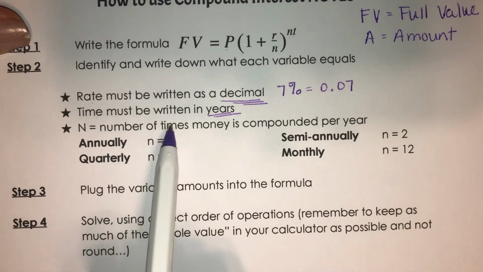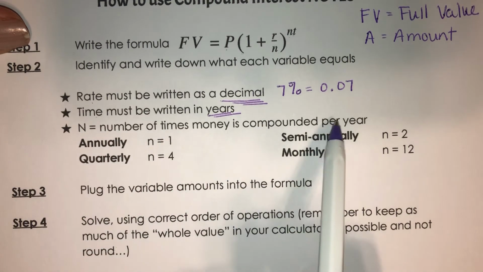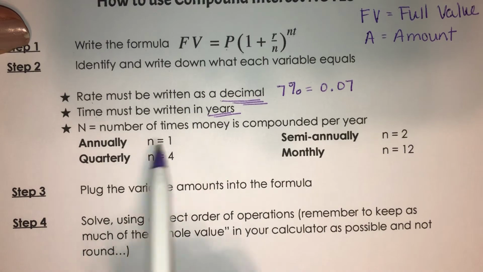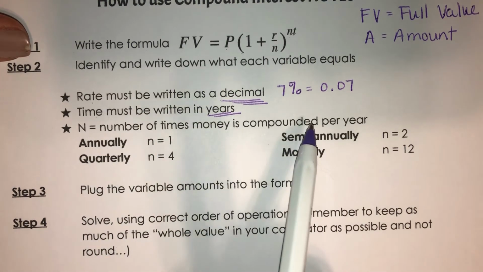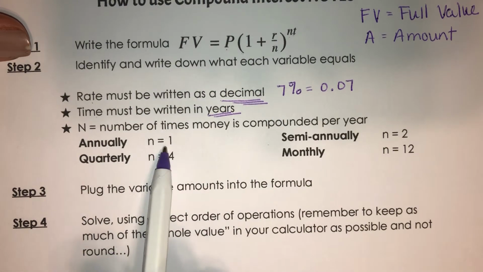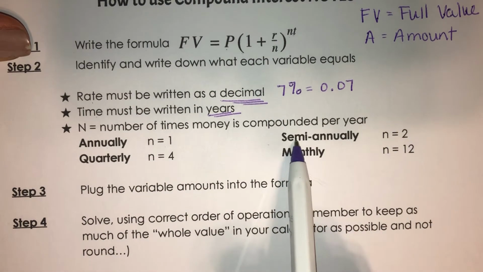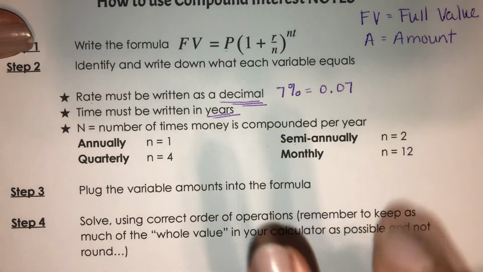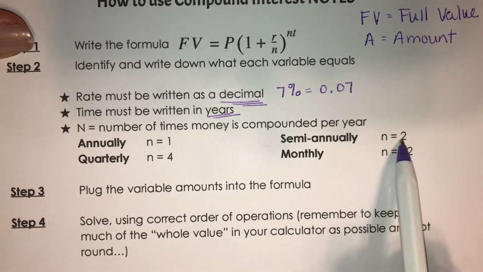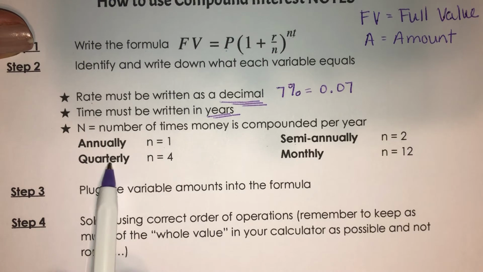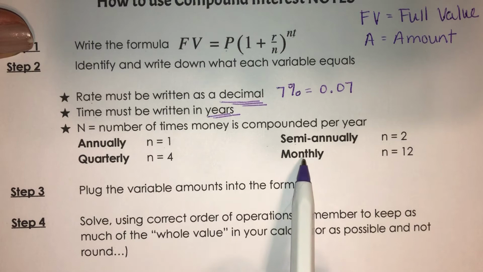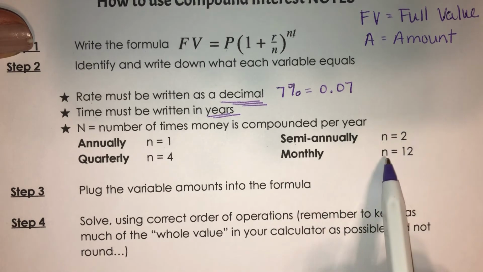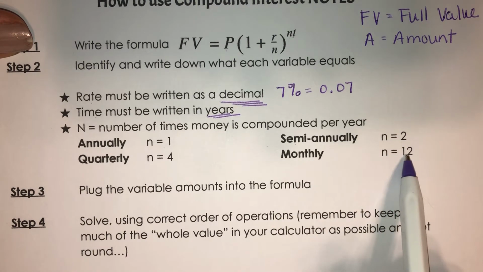N, again, is the number of times your money is compounded per year. So here are some keywords to look for. If it's compounded annually, that just means it's compounded 1 time per year, so N equals 1. If it's compounded semi-annually, that means it's compounded 2 times a year, so N equals 2. Compounded quarterly means compounded 4 times a year, so N equals 4. Compounded monthly means it's compounded every month, so N equals 12. And those are the ones that you're going to see the most often.